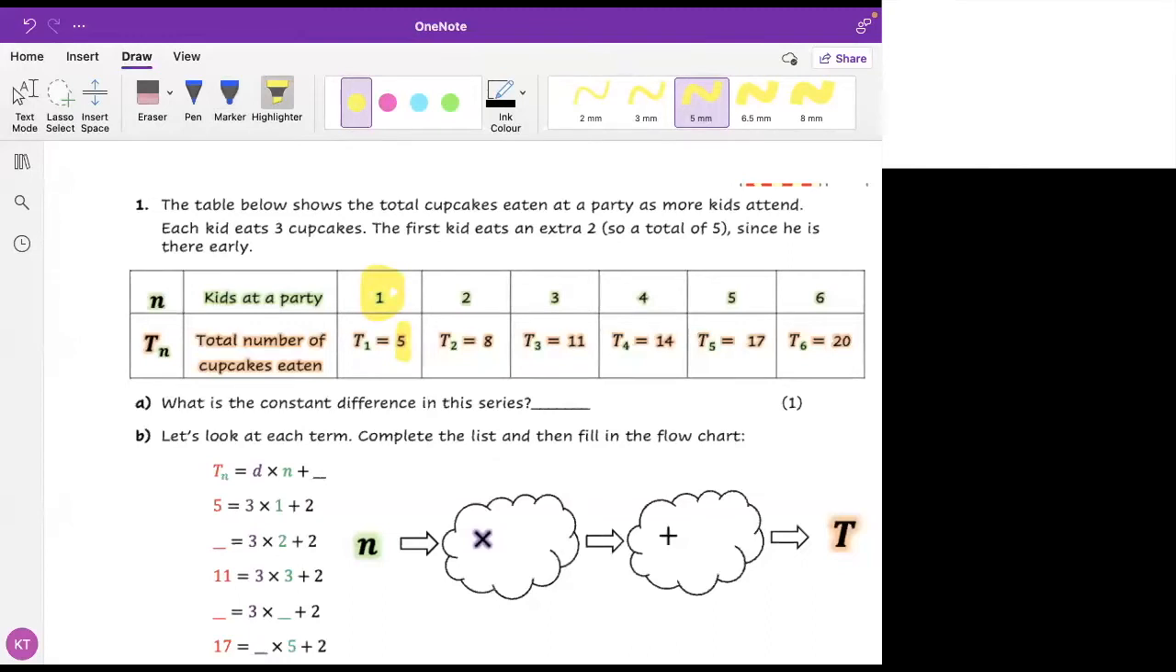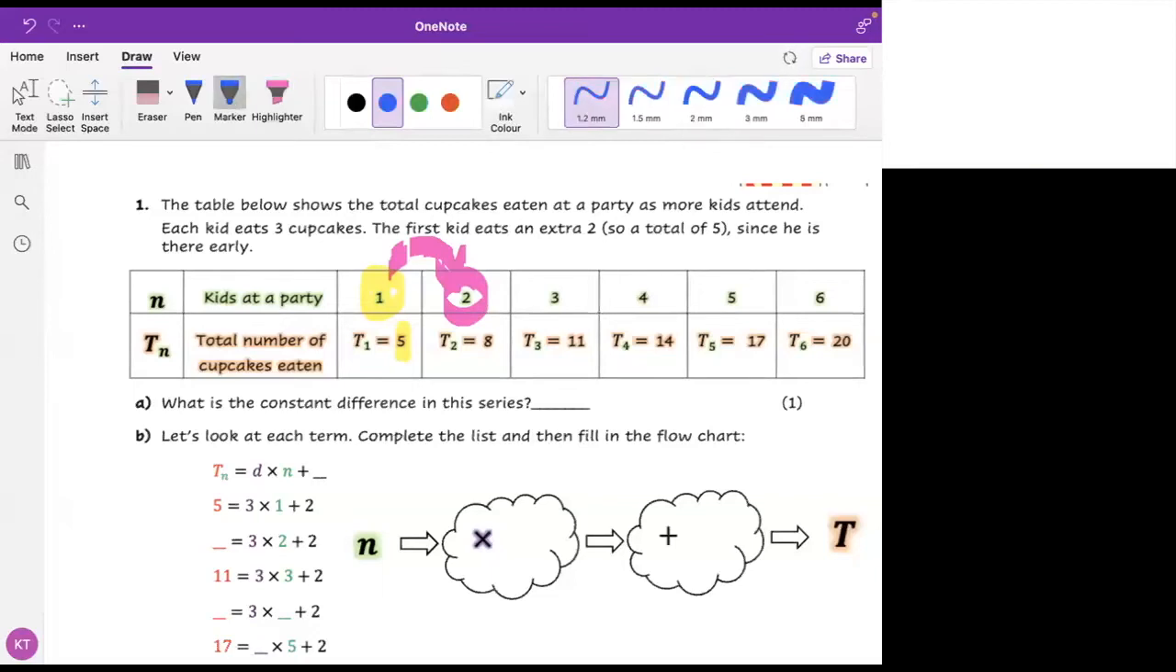But then each time a new child arrives, so here we go, now there'll be 2 children at the party. Each time a new child arrives, how many cupcakes does that new child eat? That new child eats 3 cupcakes. So the first child ate 5. The next child ate 3. So how many cupcakes were eaten altogether? 8. The next child ate 3. How many altogether? 11. Now we have 4 kids at the party. The next child ate 3 cupcakes. How many altogether? 14. And so on and so on.